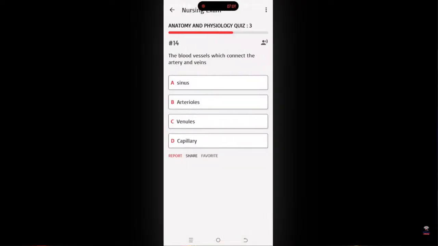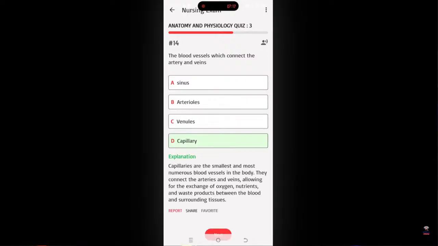The blood vessels which connect the artery and veins: A. Sinus, B. Arterioles, C. Venules, D. Capillary. Correct answer. Capillaries are the smallest and most numerous blood vessels in the body. They connect the arteries and veins, allowing for the exchange of oxygen, nutrients, and waste products between the blood and surrounding tissues.